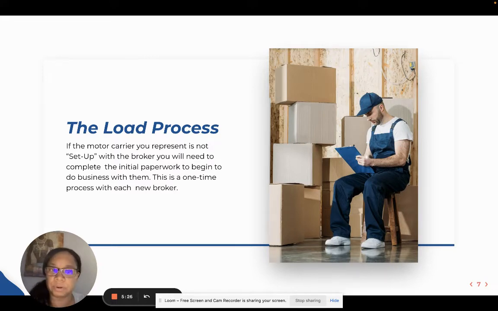And each broker, if he's not set up with each broker, you're going to have to go. I mean, when you call them, they're going to ask you, what is your carrier's MC number? And then you say, okay, his MC number is 123456, and they're going to say, oh, you know what, I don't have your carrier set up with my company, so can you please have your carrier fill out some information for us so that we can get him set up, just like you set up their carrier. They have to set up your carrier as well.